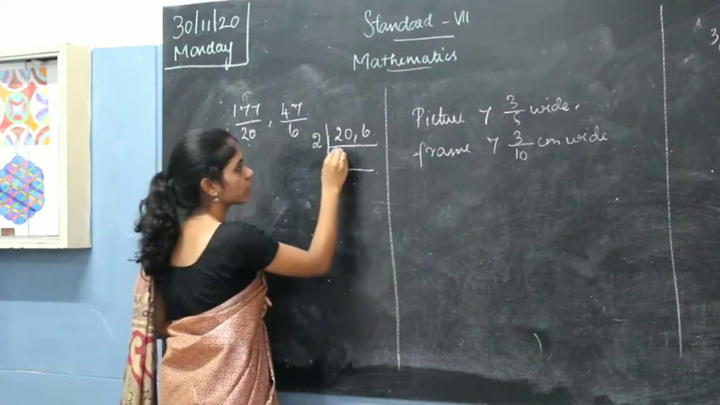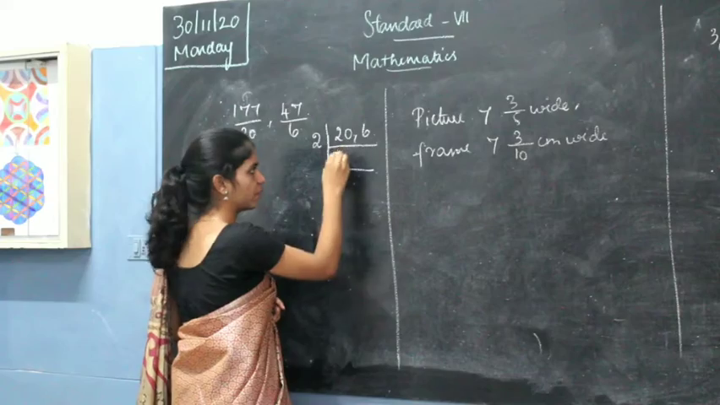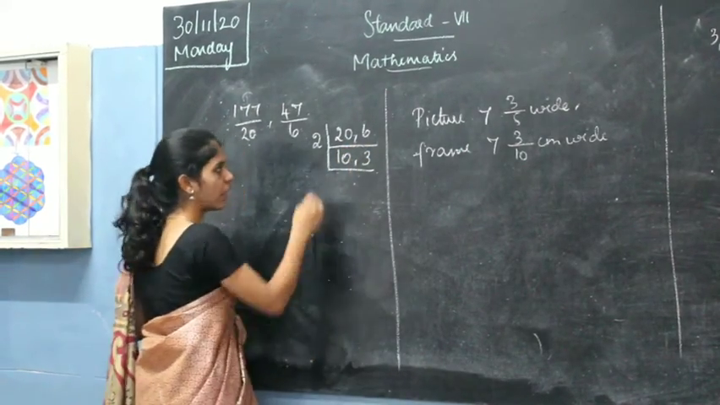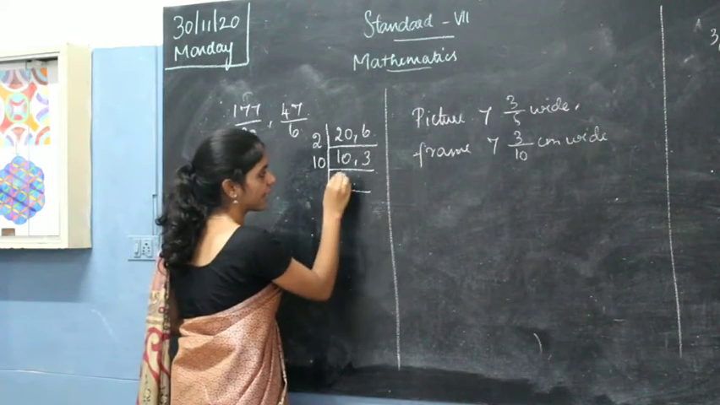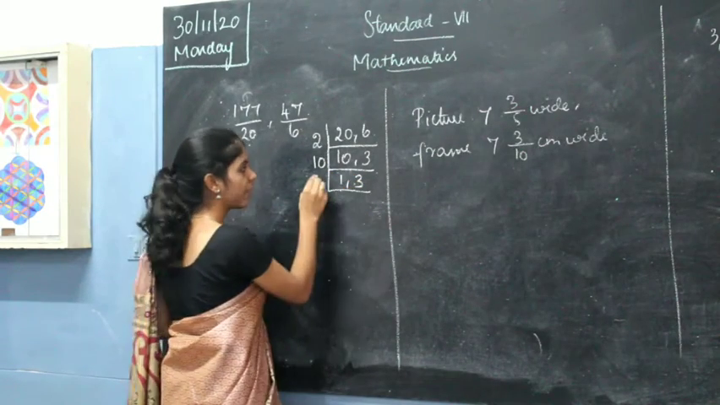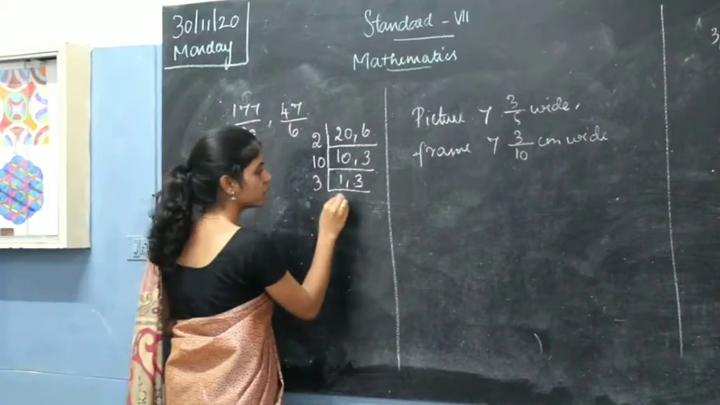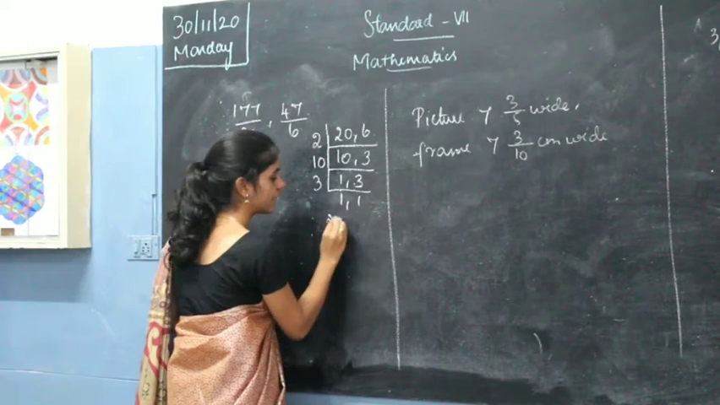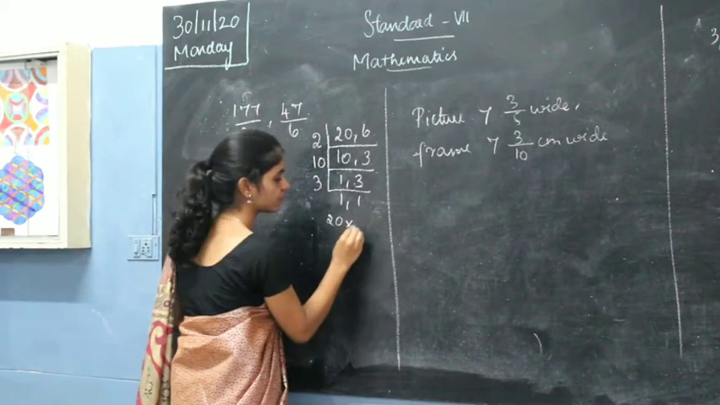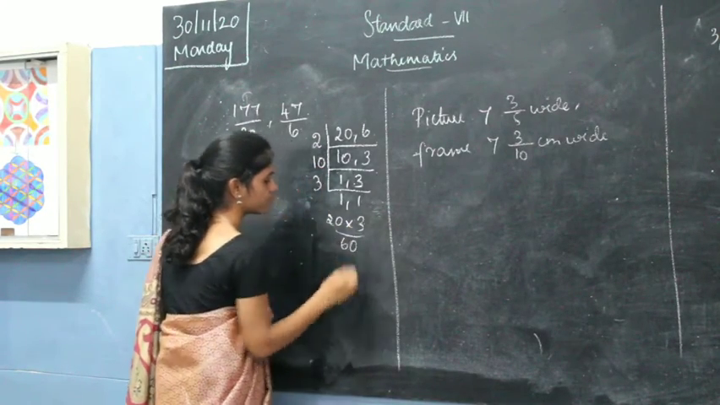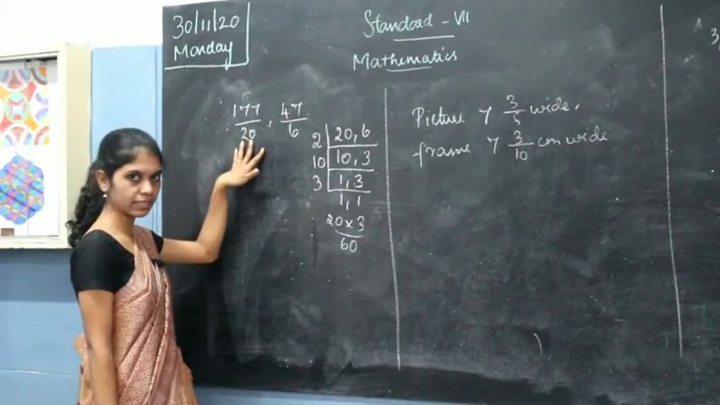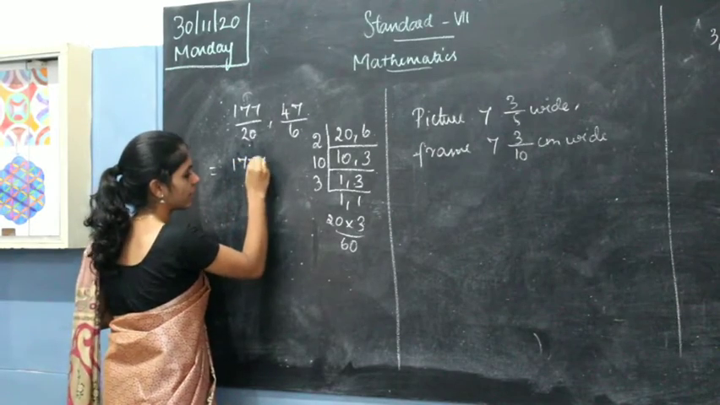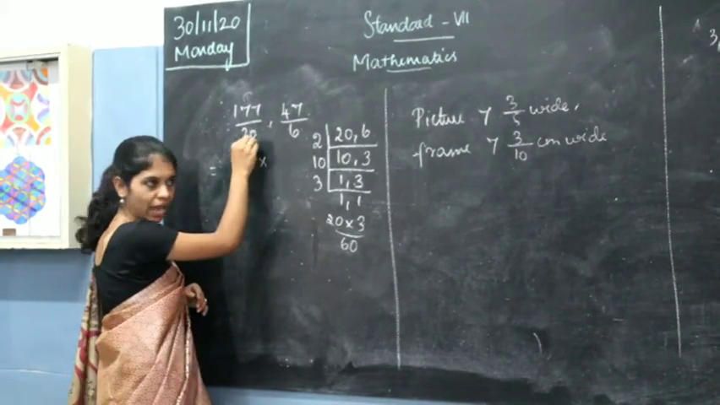So 20 divided by 2 will be 10. 6 divided by 2 will be 3. Now divided by 10 we'll get 1, 3, and now we have to divide this by 3 and we'll get 1, 1. So now 2 into 10 will be 20. 20 into 3 will be 60. So we are going to make this into a 60, which is 177 into, here you have 20.